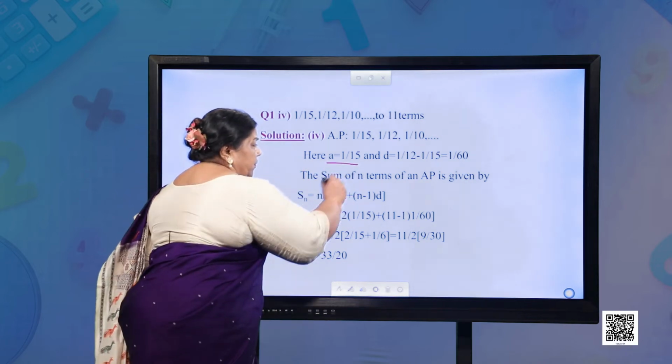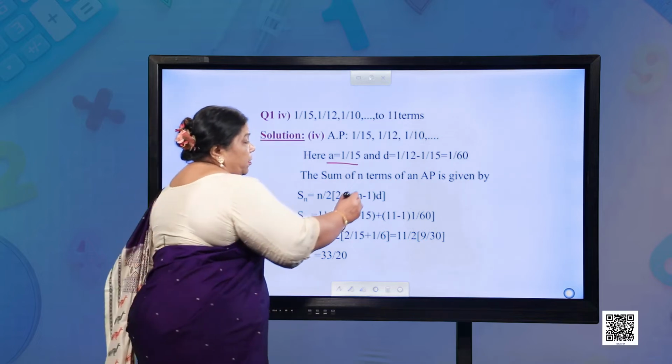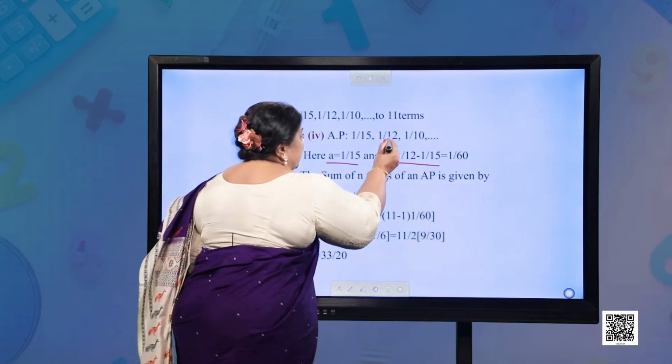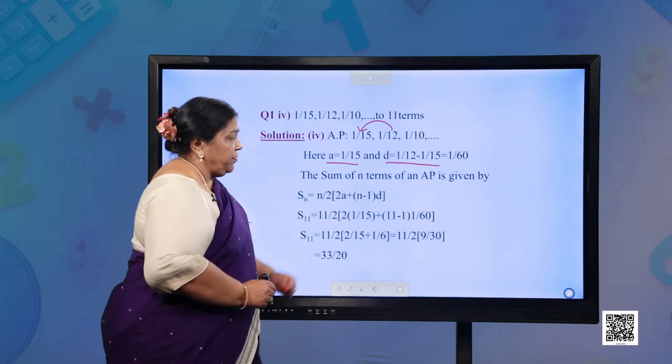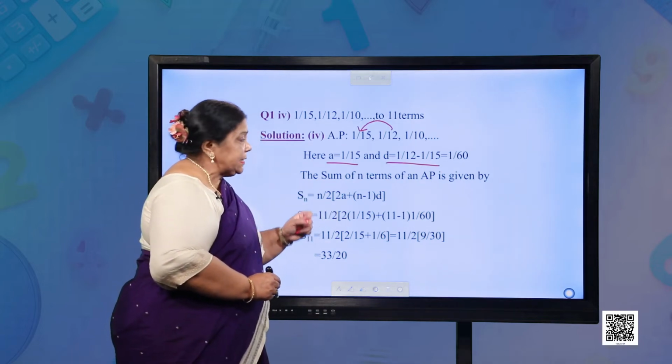What is the first term? 1 upon 15. What is the common difference? It is second term minus first term. So 1 upon 12 minus 1 upon 15, which gives us 1 upon 60.